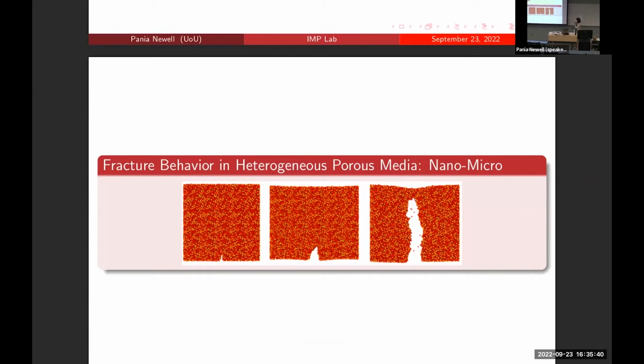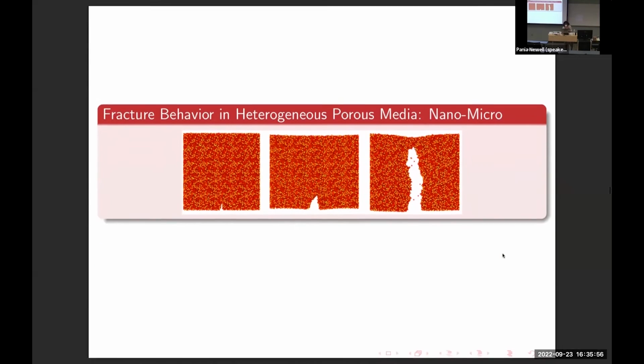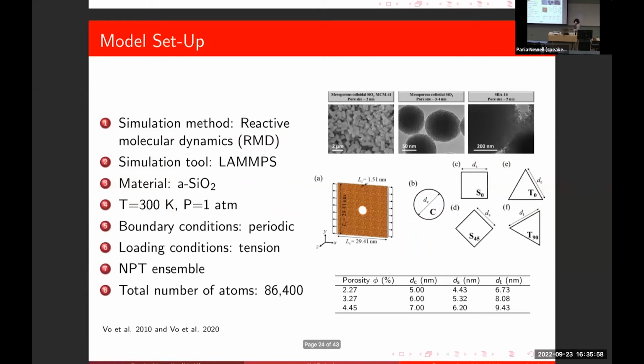So now going to the nano and micro scale, I'm going to focus on some computational aspects of the work that we've been doing. But I hope, I'm sorry, I don't know why these slides keep shifting down. So for this, again, the focus is at the nanoscale. We start from the nanoscale going back up to the continuum scale. Our focus is on silica-based materials.